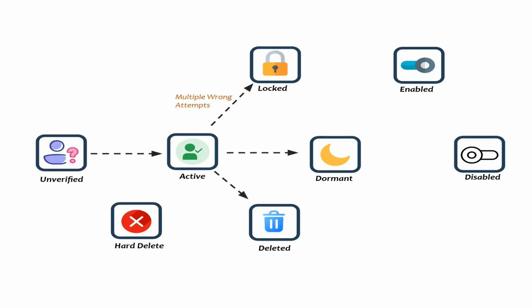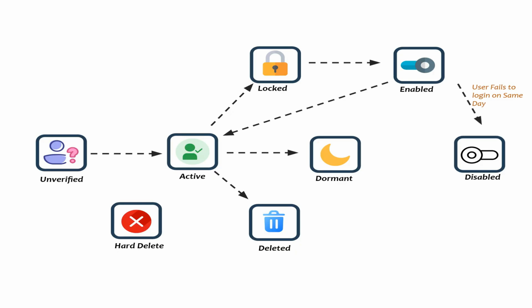Now, if a user enters the wrong password multiple times, the account gets locked. The number of allowed login attempts is also configurable. For example, if the limit is set to 3, then after 3 failed attempts, the user will be locked. But don't worry, a locked user can be unlocked. The admin or user admin can reset their password, enable the account, and bring them back into the system. Once enabled, if the user logs in successfully on the same day, their state changes back to active. But if they don't log in, the account automatically moves to the disabled state.